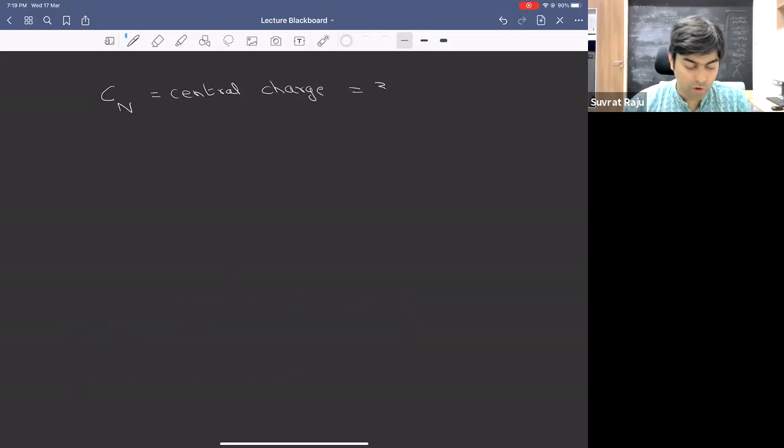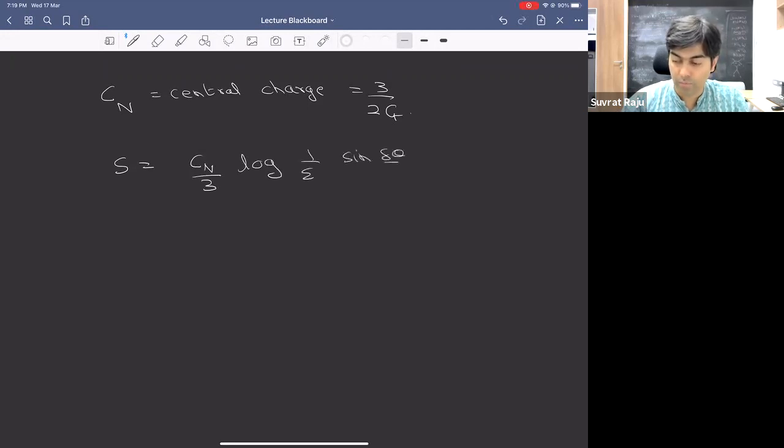is 3 over 2G. Usually you might see 3 L_AdS over 2G, but in everything we've been doing from the beginning, we've set L_AdS to be 1. And therefore, in these units, the central charge is just 3 over 2G. And therefore, the prediction for the entropy is actually the central charge divided by 3 into log of 1 by epsilon sine of delta theta by 2.